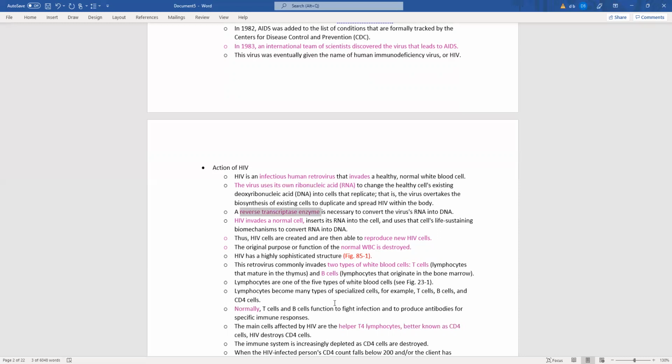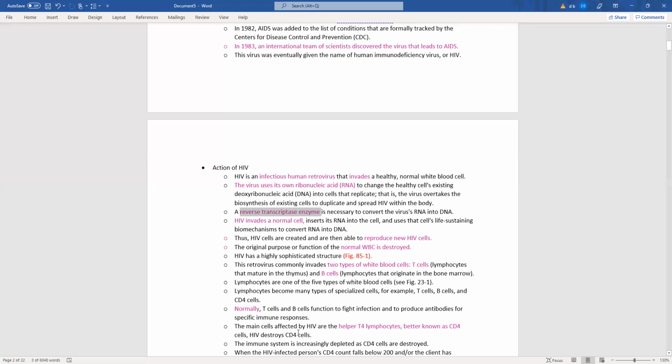But yeah, so lymphocytes become many types of specialized cells: T cells, B cells, and CD4 cells. Normally, T cells and B cells function to fight infection and to produce antibodies for the specific immune response. They're in your body fighting off infections every time you get sick, and they produce those antibodies that we need when those foreign objects, those antigens, come into our body. That's what they normally do.